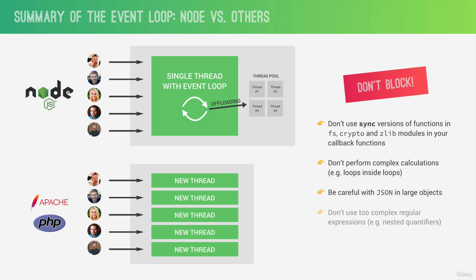First off, don't use the sync versions of functions in the fs, crypto, or zlib modules in your callback functions, okay? So in our first project, we actually did use the synchronous version, but it was in the top level code, so outside of any callback. And since that code runs before the event loop even starts, well, it's no problem to use the synchronous version there. Also, and this is probably pretty obvious, don't perform very complex calculations in the event loop.